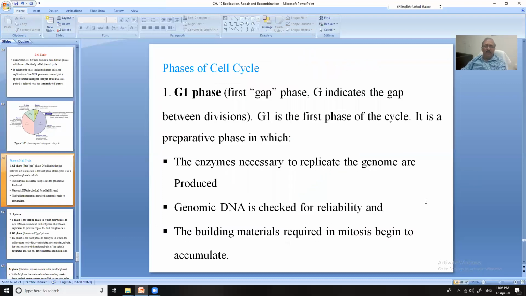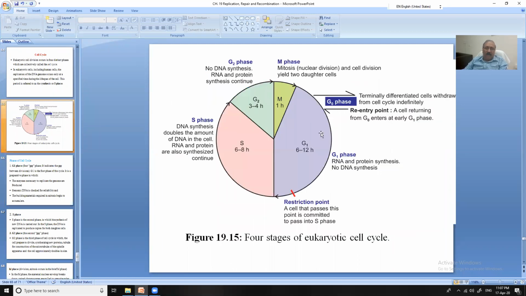I will explain the G1 phase. G1 is the first phase of the cycle. It is a preparative phase in which the enzymes necessary to replicate the genome are produced. Genomic DNA is checked for reliability, and building material required in mitosis begins to accumulate.